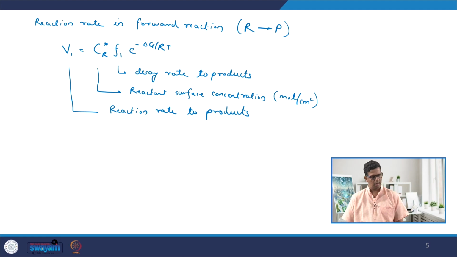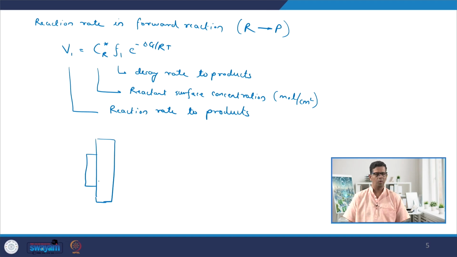So, what is this surface reaction or surface concentration? Let me highlight that. Let us take the example of only one electrode, hydrogen in this case. Let us say we are supplying this hydrogen through the bipolar plate. So, we have the bipolar plate, and this is your hydrogen.